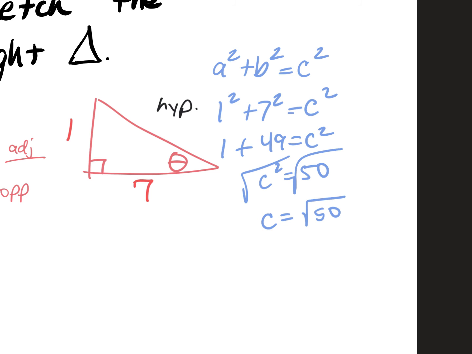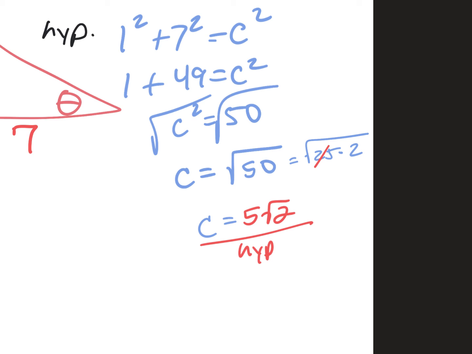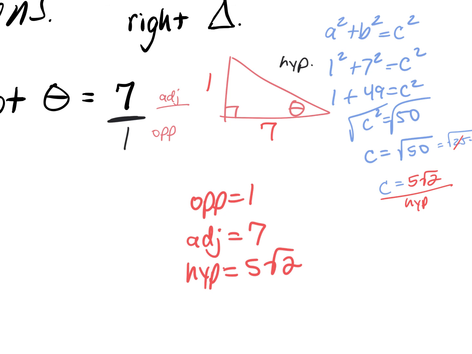Can I break that down? What can you break the square root of 50 into? 25 and 2, right? So what does this really become? What's the square root of 25? So it's 5 root 2. You have to simplify. You have to break it down. If you don't, your answer is not completely correct. So this is my hypotenuse. Now I'm going to go through and find all 6 trig functions. My opposite side is 1. My adjacent side is 7. And my hypotenuse is 5 square root of 2.